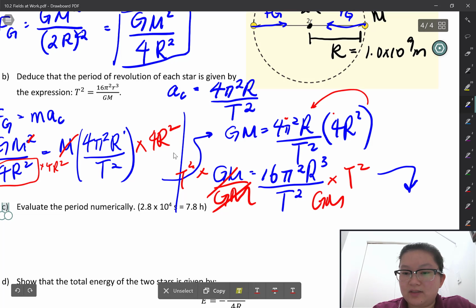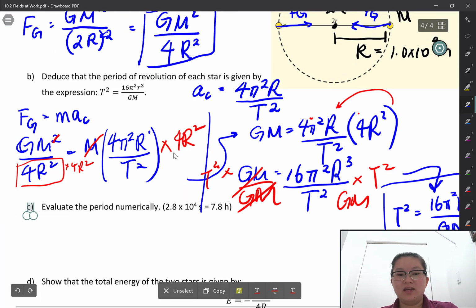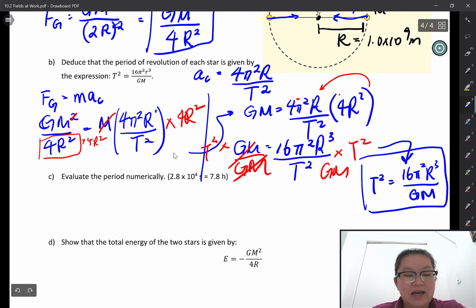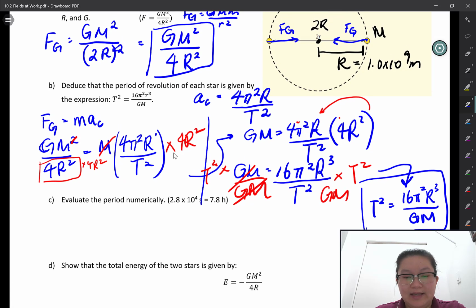Running out of space, so I'll write it down here. T squared is equal to, the other side is 16 pi squared r cubed over General Motors. There we go. And it looks pretty matching to what we need to find. So there we are. Yay, done. Okay, and C is to evaluate the period numerically.